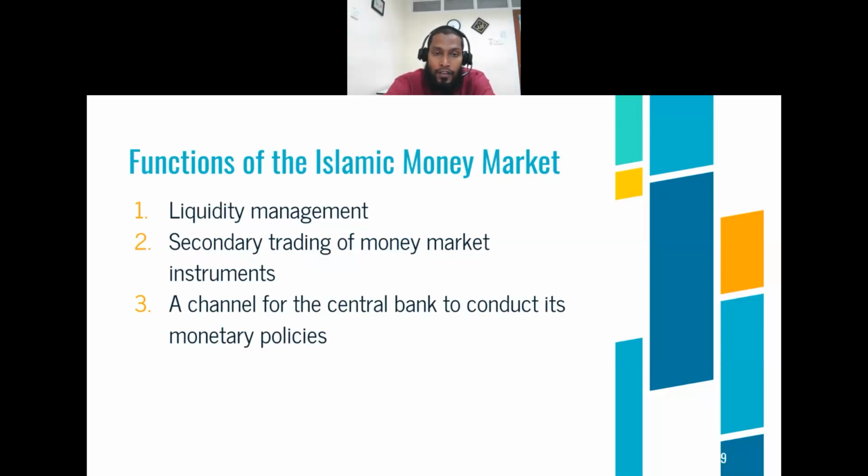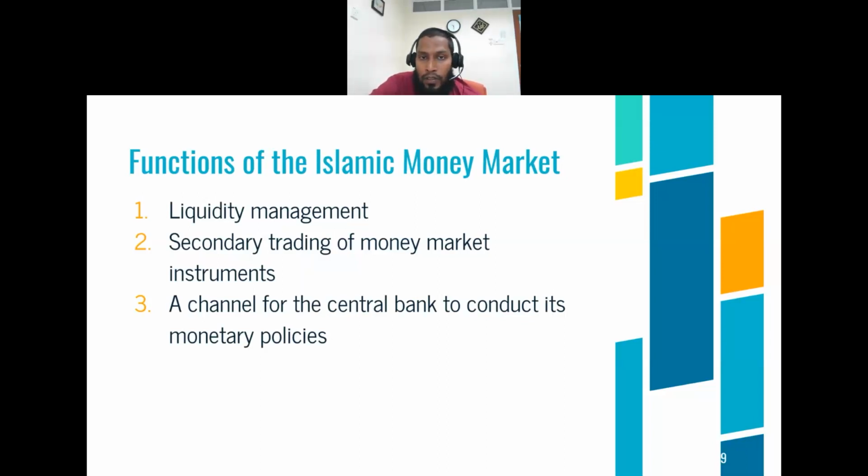And then second is the secondary trading of money market instruments. Once a money market instrument is issued, it can be traded again among the players in the secondary market. And the third is a channel for the central bank to conduct its monetary policy. Through this interbank money market, the central bank can implement monetary policy. It can increase the profit rate for banks to borrow, which can have an impact on all the financial institutions in the country.